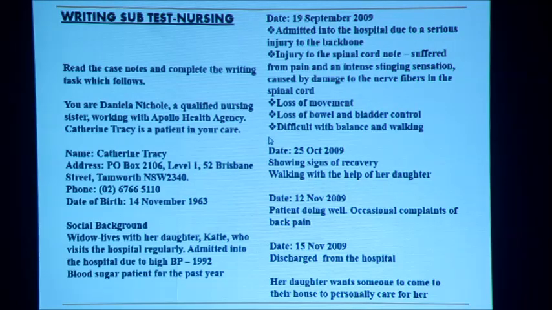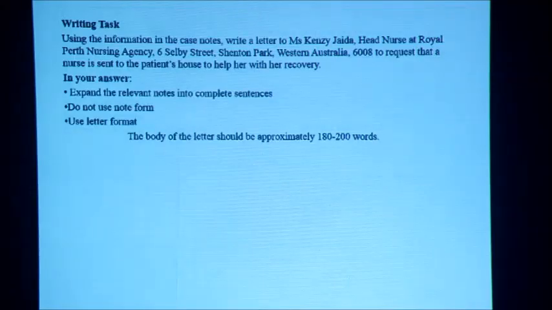Since the daughter may not be with her always, or she may be walking, or she may be a small kid. It's not been said in the case note, just a daughter only is said. So Catherine Tracy would get somebody's help to regain her health. So that's why the daughter wants someone to come to their home.